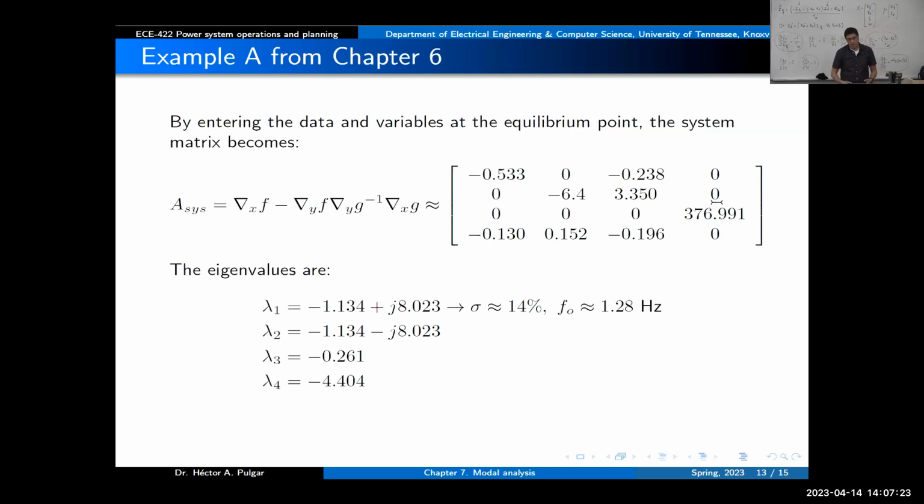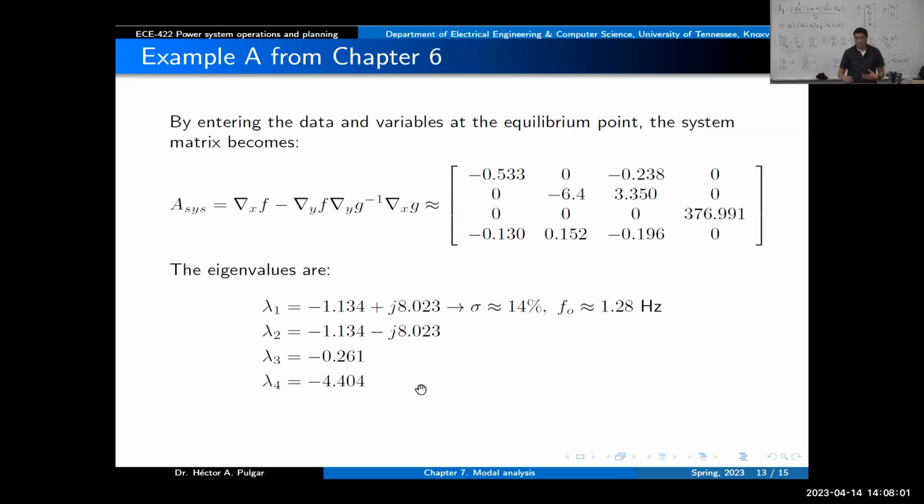With this matrix, then we can use MATLAB. We calculate the eigenvalues and eigenvectors. And here I have the eigenvalues. So lambda 2 is the conjugate of lambda 1. So for lambda 1, you can use the formula we discussed last time to calculate the damping ratio. Look, it's pretty good, 14%. If we're the operator of the system, we will be very happy with this damping ratio. And then we can calculate the frequency of the oscillation, which is 1.28 hertz.